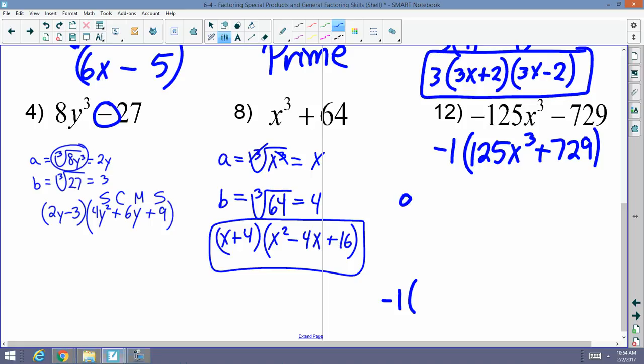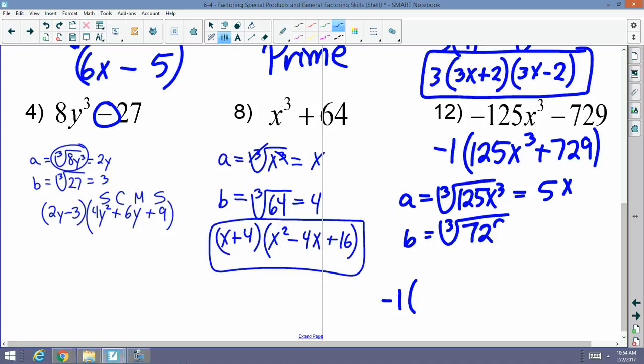What's the cube root of 125x cubed? 5x. What's the cube root of 729? It's 9. Very good. Because 9 times 9 is 81 times 9 is 729. So now I have my negative 1 GCF. I got to follow the GCF always.